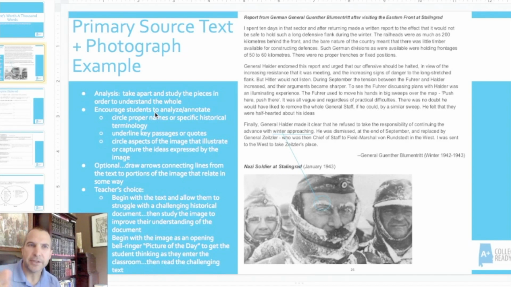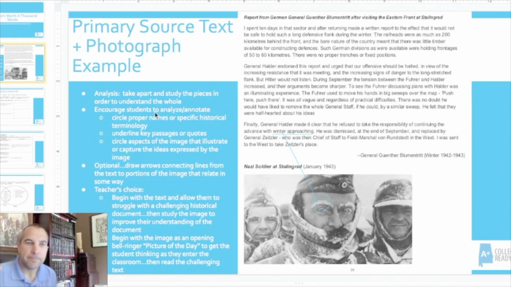This skill of analysis really we borrow from our friends in science when you think about analyzing the cell, for instance, and how they would break apart the cell and the mitochondria, the nucleus, and what those parts do to ultimately support the function of the whole. It's the same idea here with historical documents. What are the pieces, what are the parts of the documents, what do they do to help us get a better understanding of the whole document?